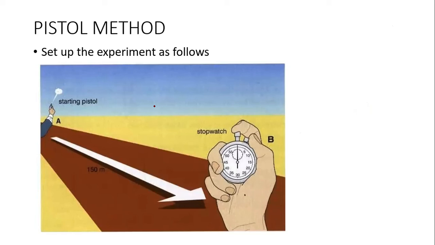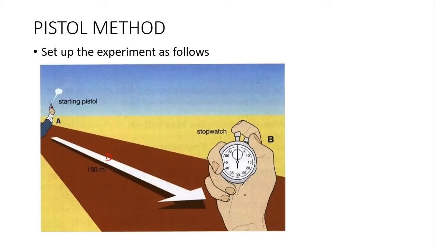This is how you can set up. When you're setting up an experiment to determine the speed of sound in air using the pistol method, you can set up as shown in the diagram here. So you need two people. Person A is the one who's going to have a gun. Then stand at a distance and make sure you are on open ground. So you can measure the distance between person A and person B. Measure it as D.